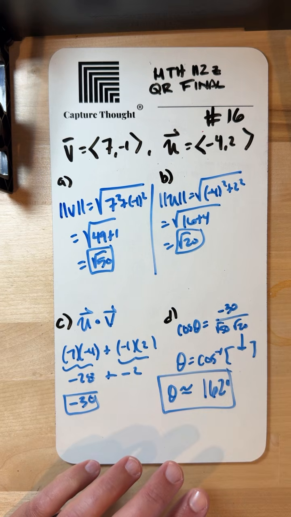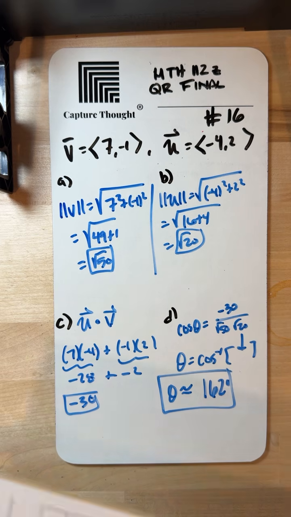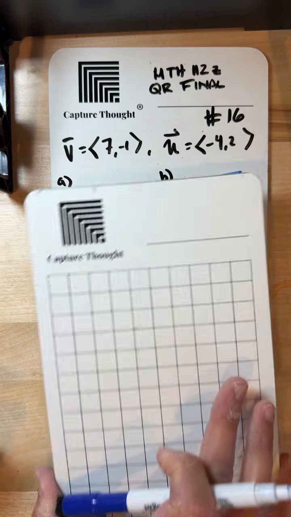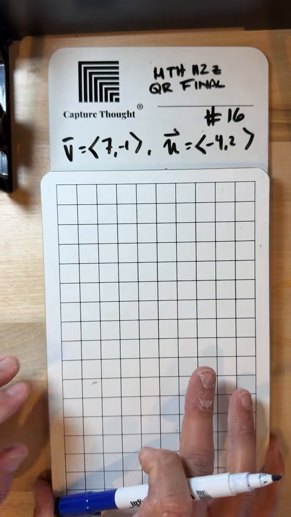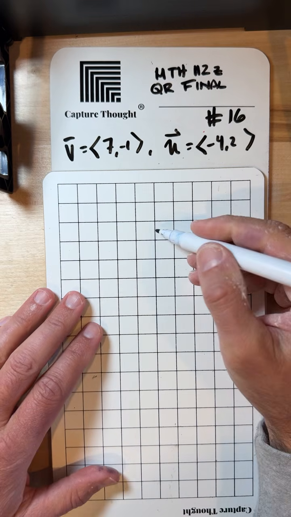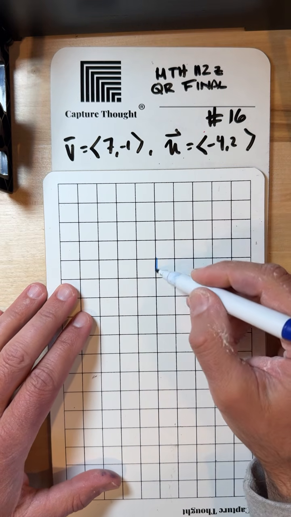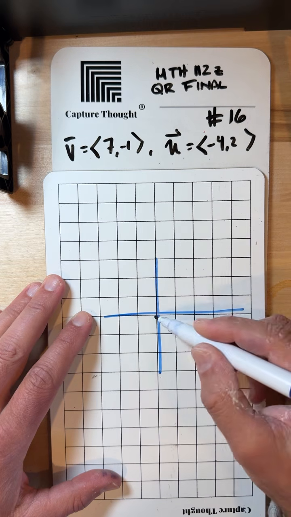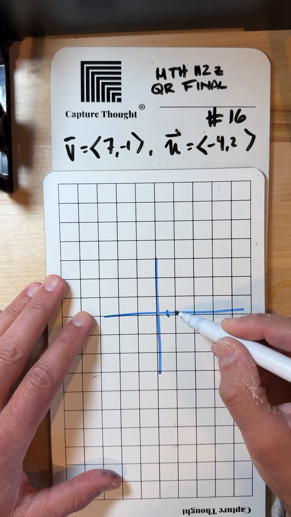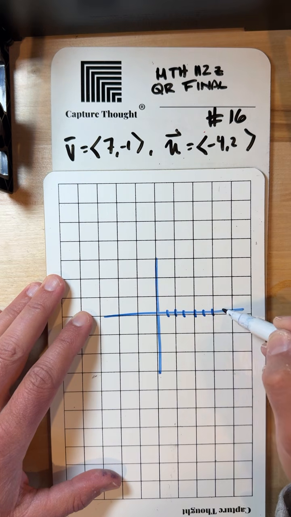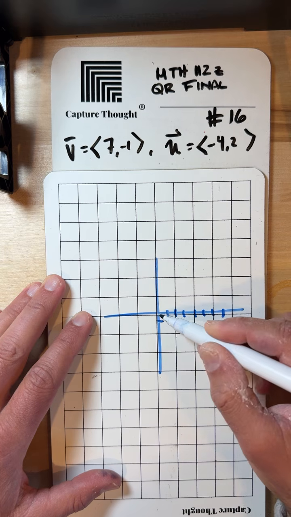Now let's do a little reality check here to see if that's even possible, okay? So I'll do it like this so you guys can see. So vector v is 7, -1. So if I'm like this, right? And I go 7, -1. So 1, 2, 3, 4, 5, 6, 7, -1.